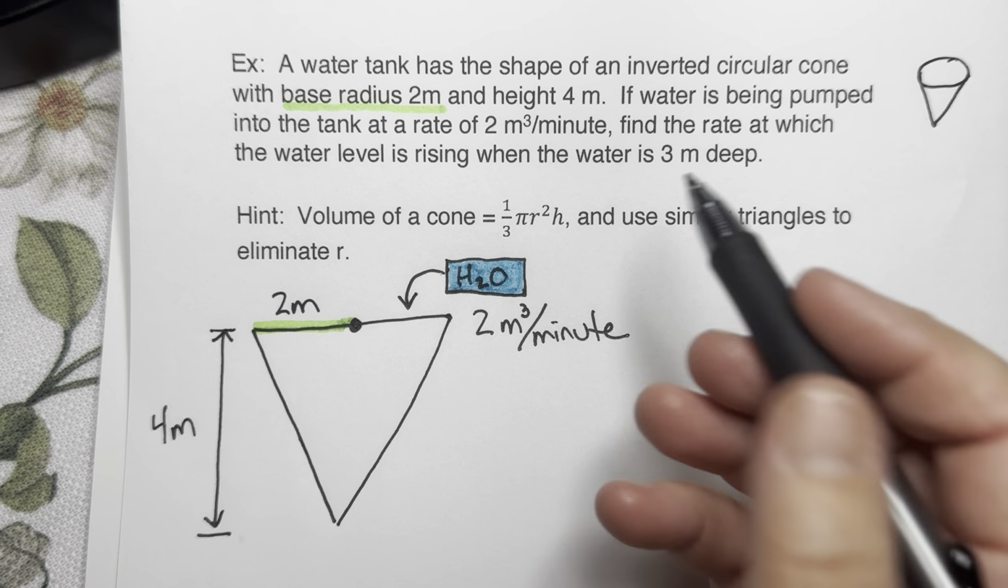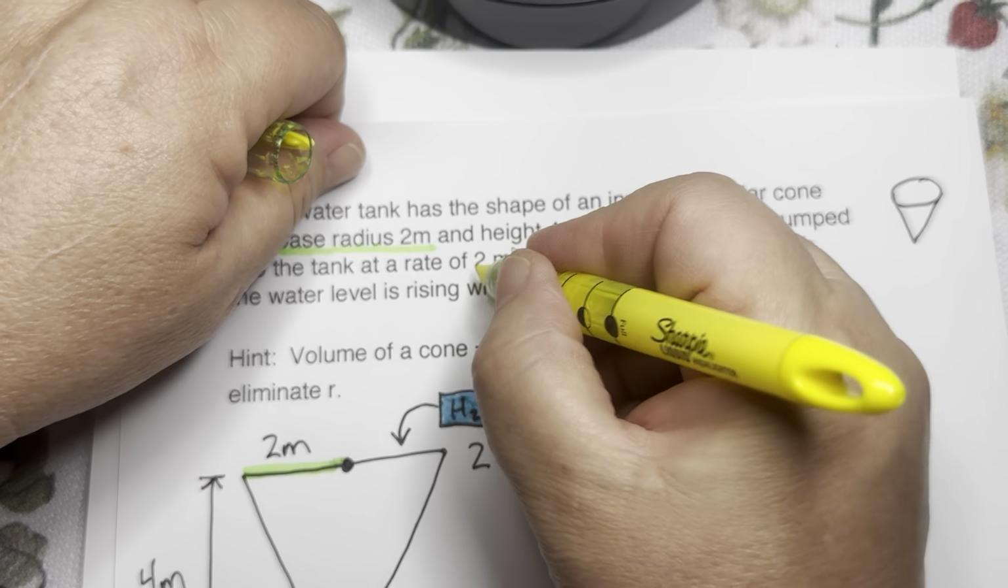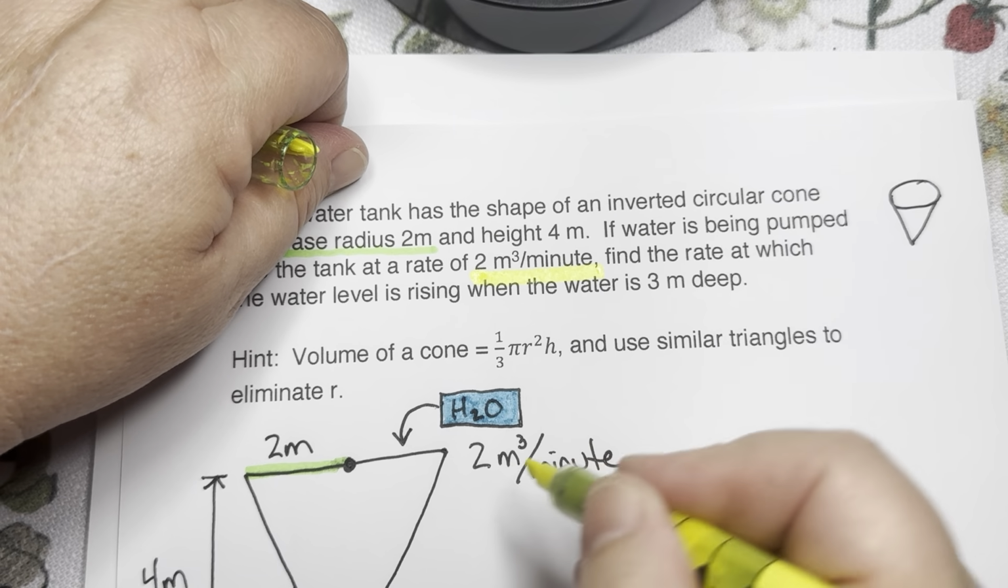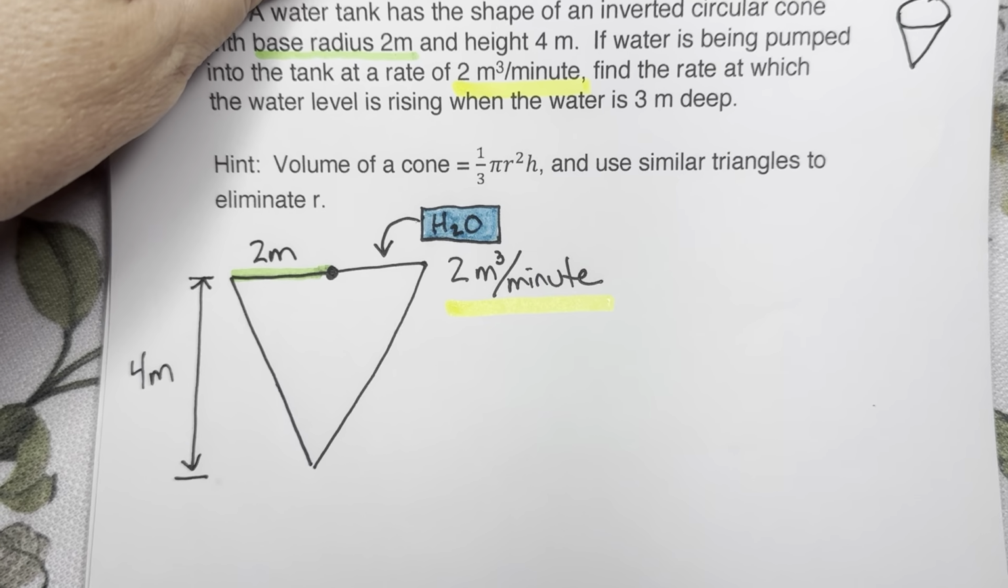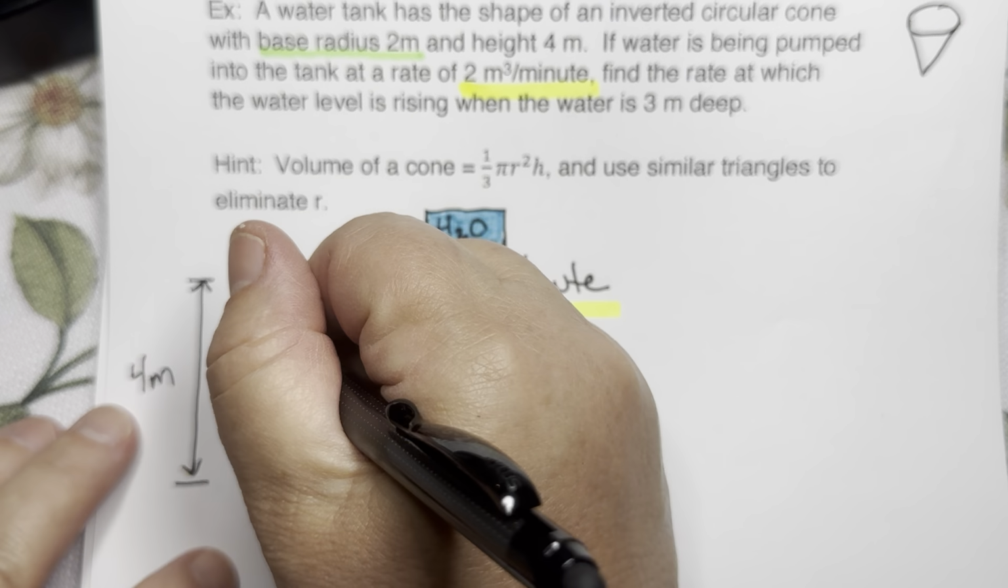So we've got water coming in at a rate of 2 cubic meters per minute. And there is water in this tank already.